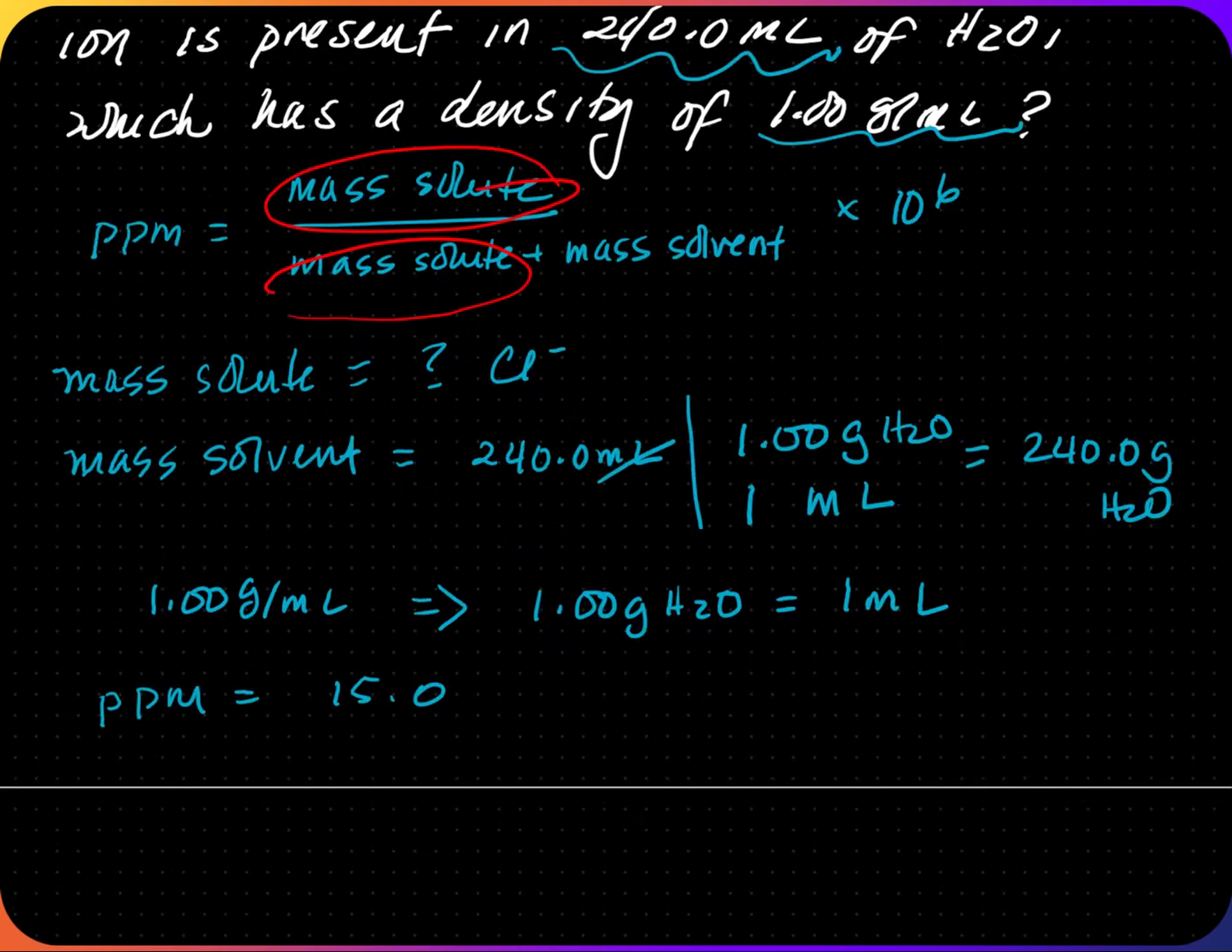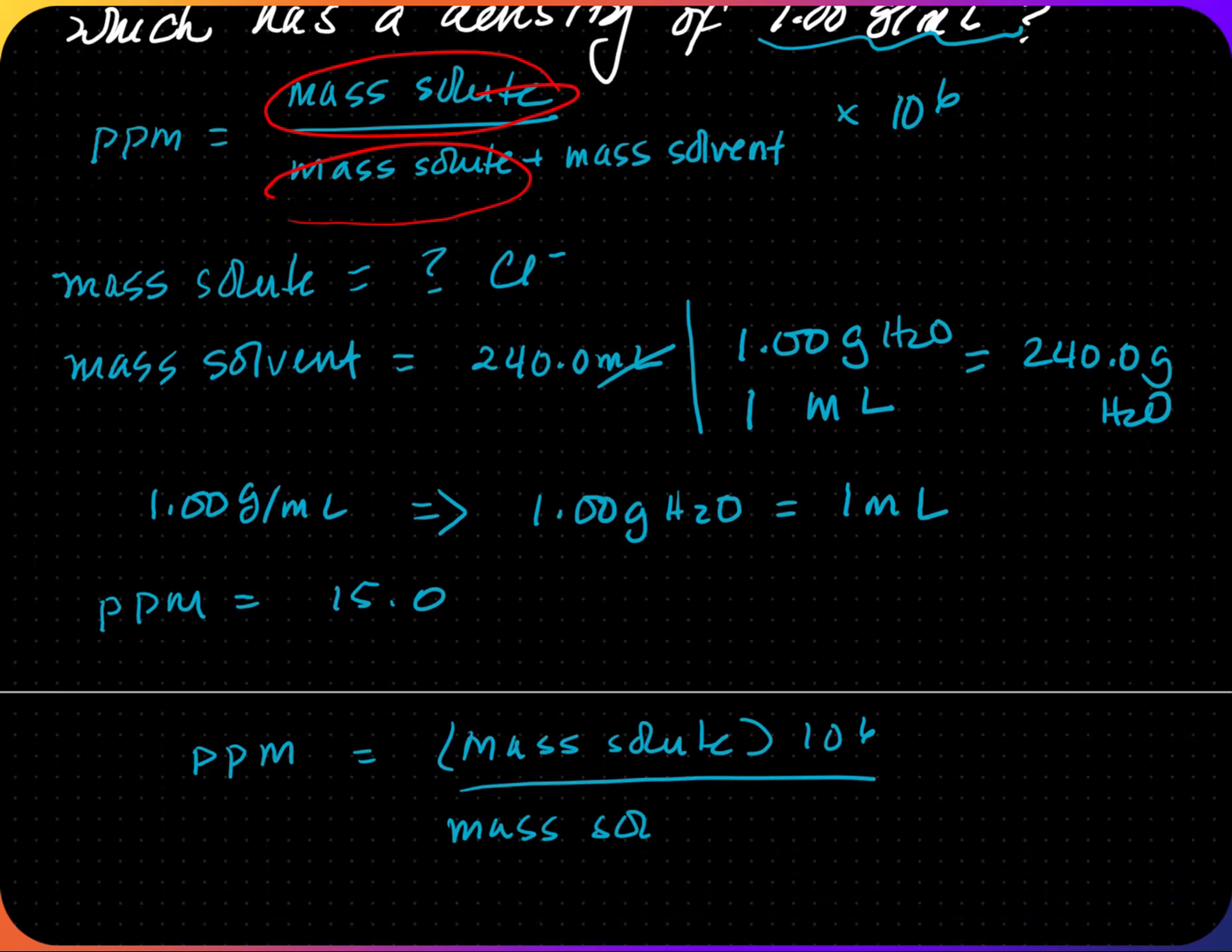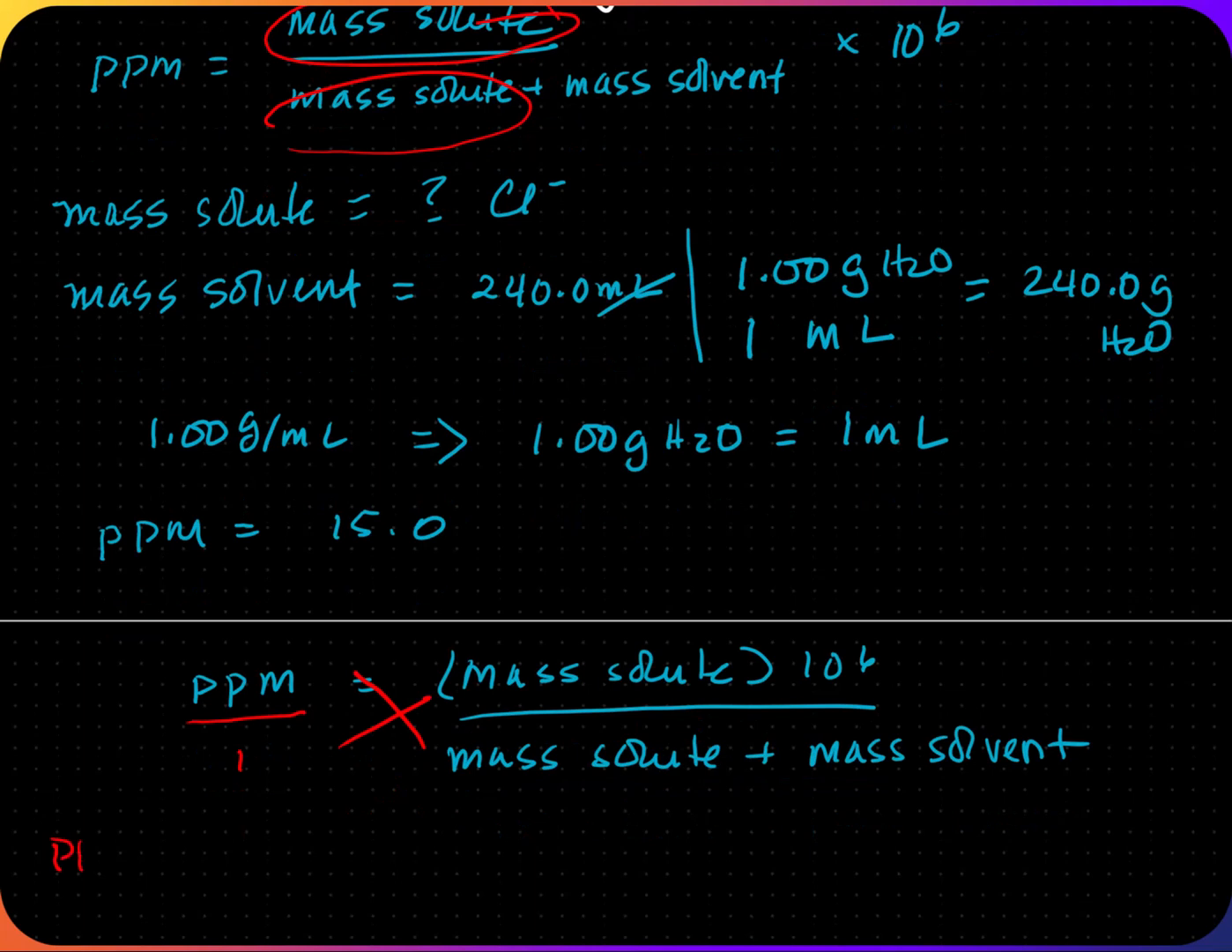So I'm going to rewrite the equation and solve for the mass of solute. We know it's going to be parts per million, and I'm going to rewrite the numerator as mass solute times 10 to the 6th, divided by mass solute plus mass solvent. First thing I'm going to do is cross multiply. The parts per million, the denominator is 1. So that means parts per million times the mass of solute, which is the Cl minus ion, plus the mass of the water, which is my solvent, is equal to the mass of my Cl minus ion times 10 to the 6th.